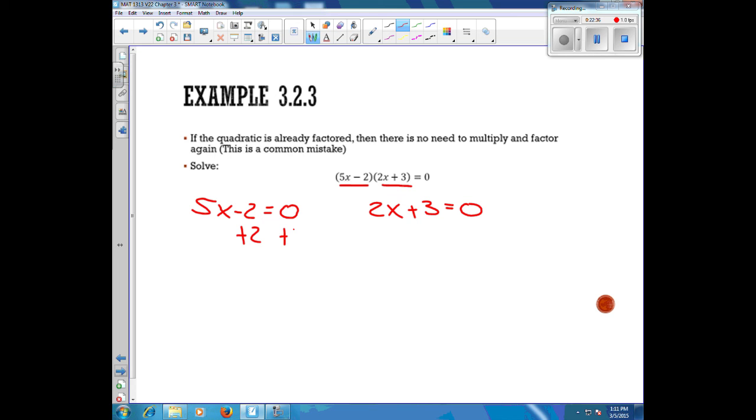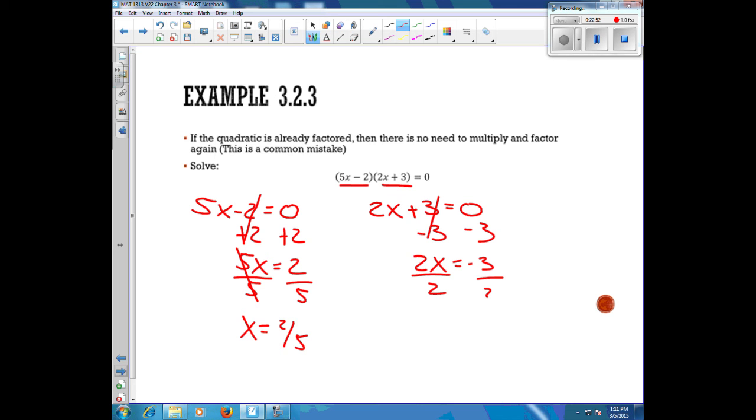Over here, if we add 2 to both sides, we get 5x equals 2. And divide by 5, we get x equals 2/5. Over here, if we subtract 3 from both sides and divide by 2, we get x equals negative 3/2. Those are our two solutions to this equation.